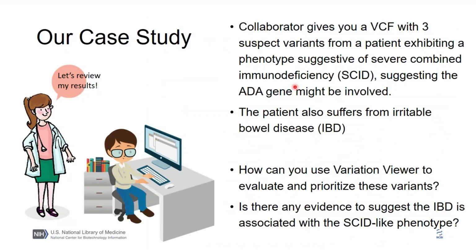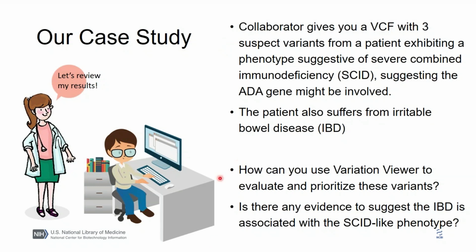So to illustrate the different types of variant analyses that you can do in Variation Viewer, I'm going to use the following hypothetical case study that's described on this slide here. So you can imagine you're working with a collaborator who gives you a VCF file that has 3 suspect variants from a patient who's exhibiting a phenotype suggestive of severe combined immunodeficiency, also known as SCID, suggesting that the ADA or adenosine deaminase gene might be involved. And your collaborator also tells you that this patient additionally suffers from irritable bowel disease.